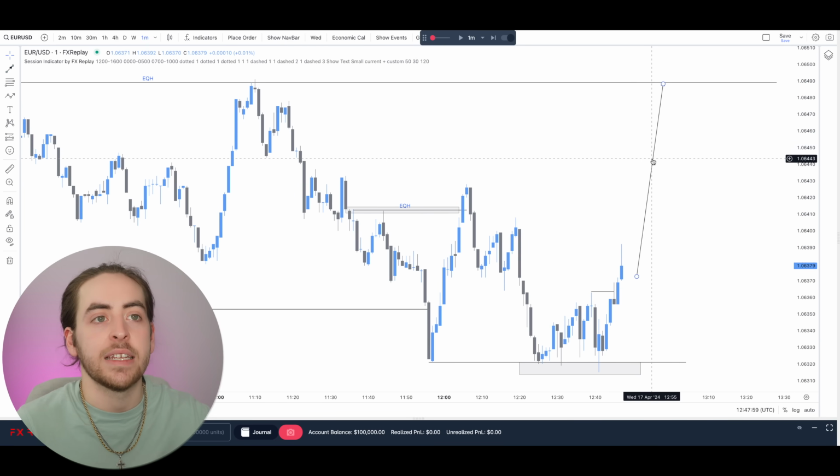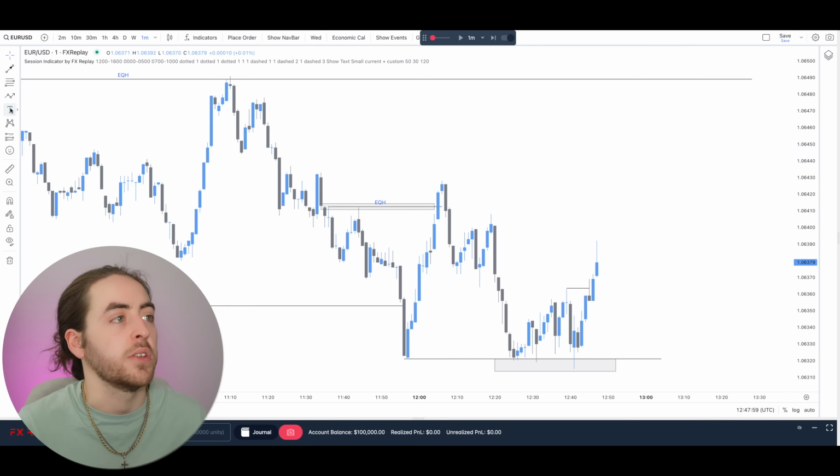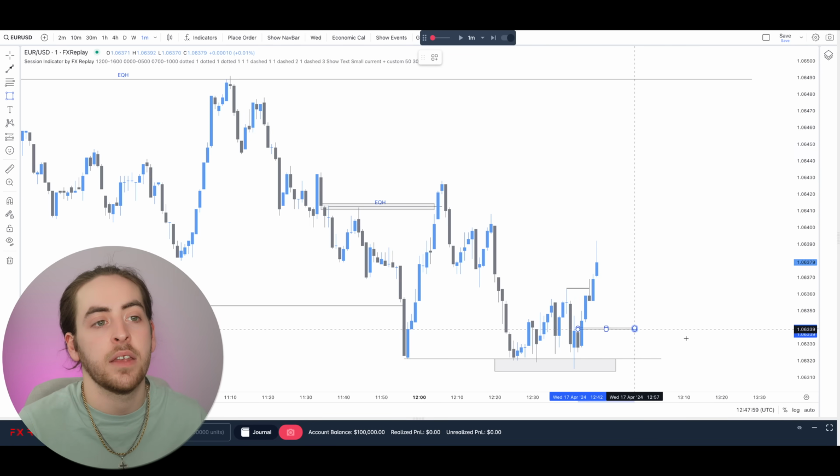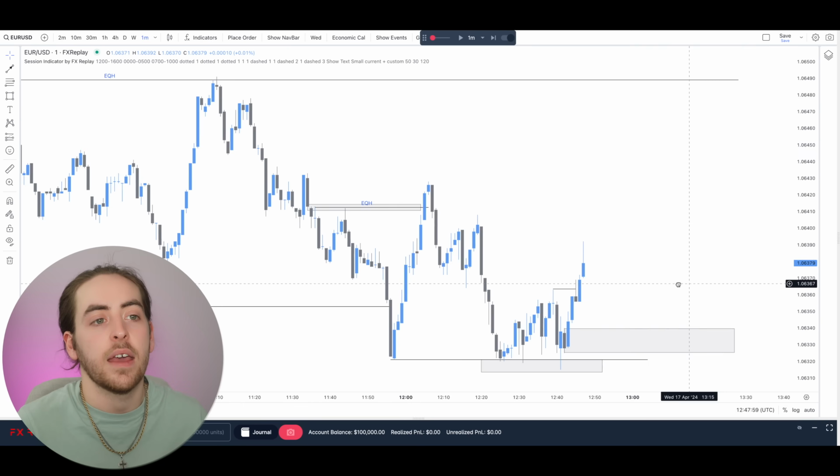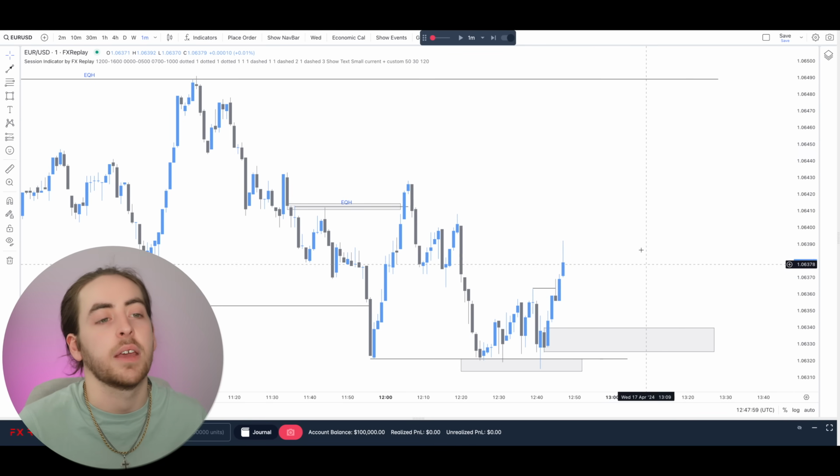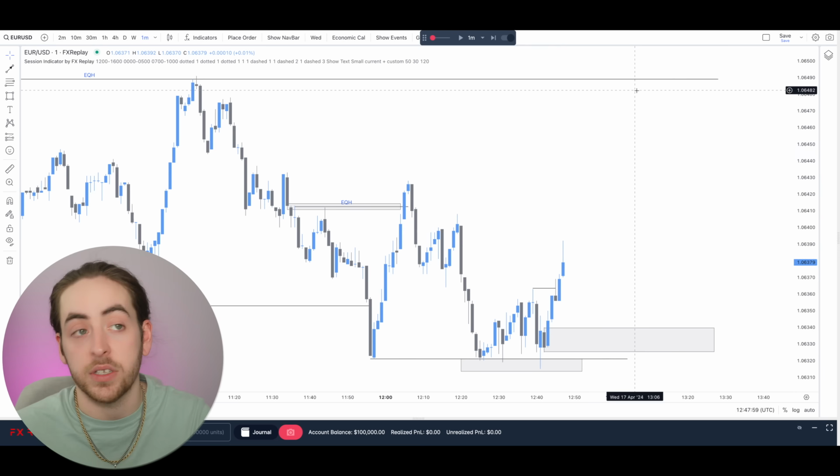So what we could do in an instance like this is begin placing buy orders. We could actually mark out demand, which would be around this point here. And then we could place a buy if the market came back into this level. Now, I personally didn't do that.